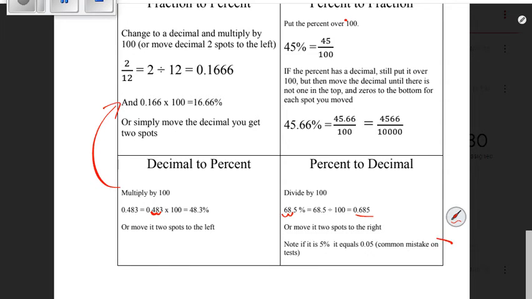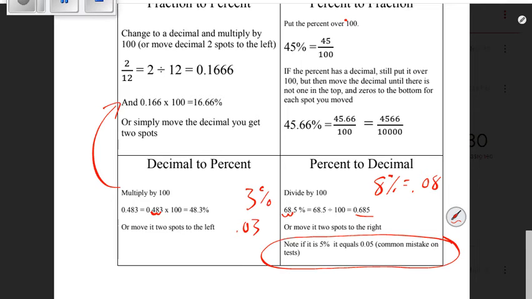This is the key. When you have single digits, 5% is 0.05. 3% is 0.03. 8% is 0.08. 80% is decimal 8. You can put a 0 if you want, but decimal 8. Okay? Hopefully that helps.